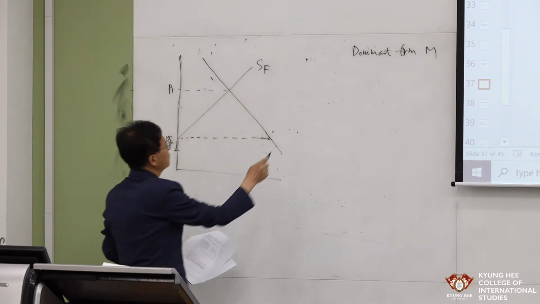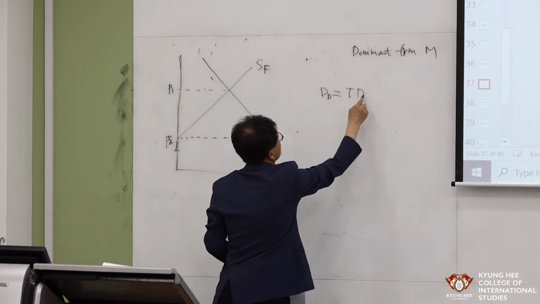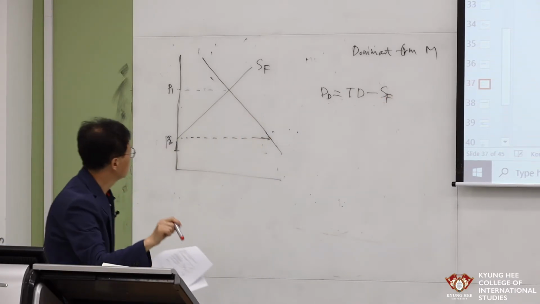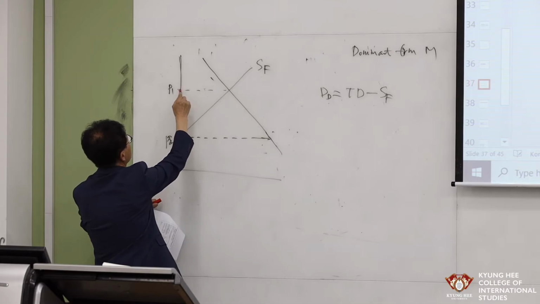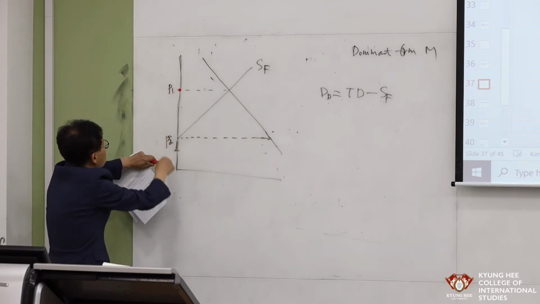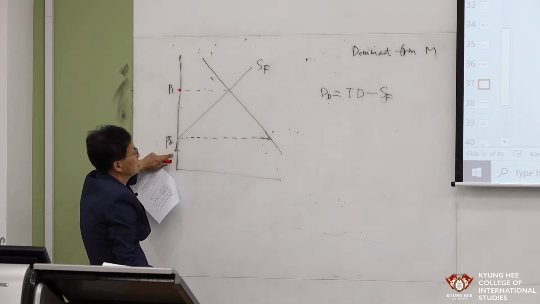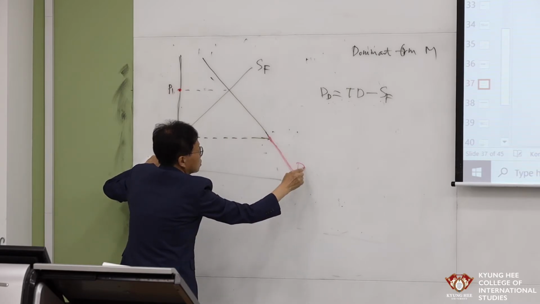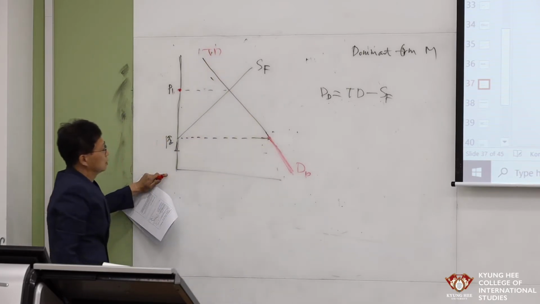Then, the dominant firm's demand, that is DD. DD is equal to total demand minus SF. Okay? So from here, we can graph total demand. At this price, total demand is equal to 0 because TD is equal to SF at this P1. Lower than P2, then what happens? Lower than P2, SF is equal to 0. So total demand is also the same as dominant demand. That is, total demand is equal to DD.